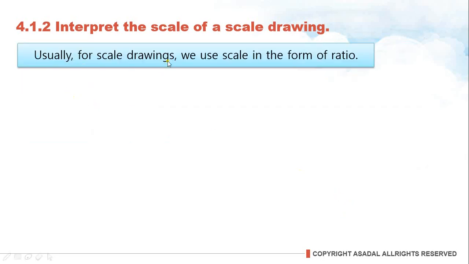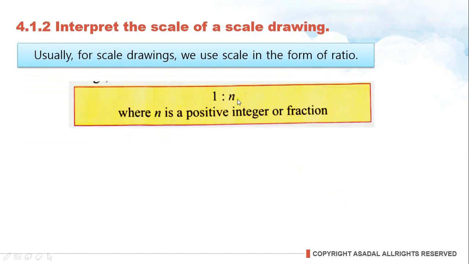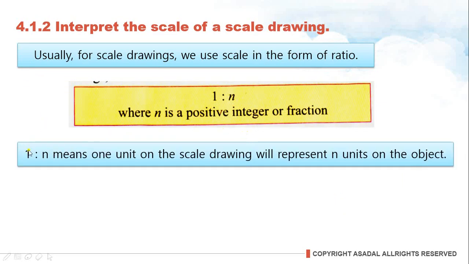Usually for scale drawing, we use scale in the form of ratio 1:n, where n is a positive integer or fraction. 1:n means 1 unit on the scale drawing will represent n units on the object.